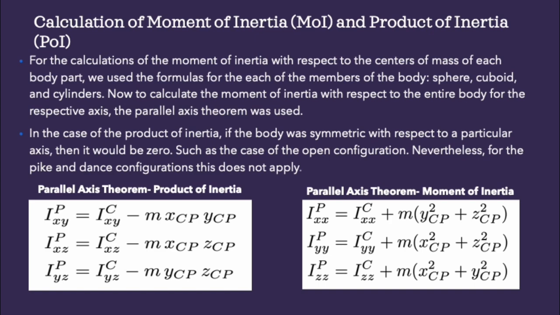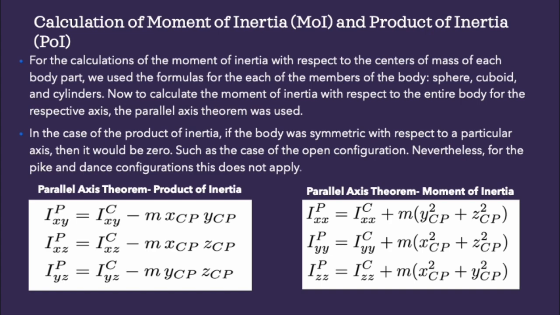Calculation of moment of inertia, MOI, and product of inertia, POI. For the calculations of the moment of inertia with respect to the centers of mass of each body part, we use the formulas for each of the members of the body: sphere, cuboid, and cylinders. Now, to calculate the moment of inertia with respect to the entire body for the respective axis, the parallel axis theorem was used. In the case of the product of inertia, if the body was symmetric with respect to a particular axis, then it will be 0.